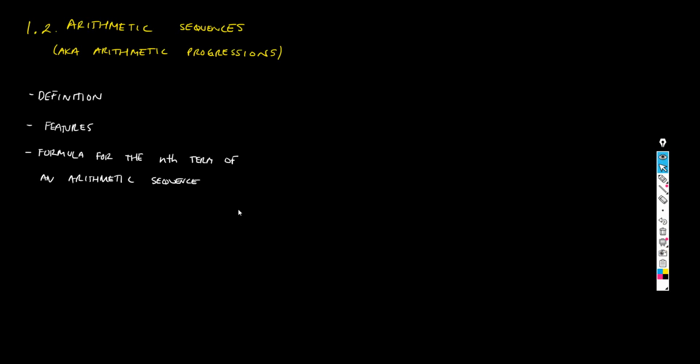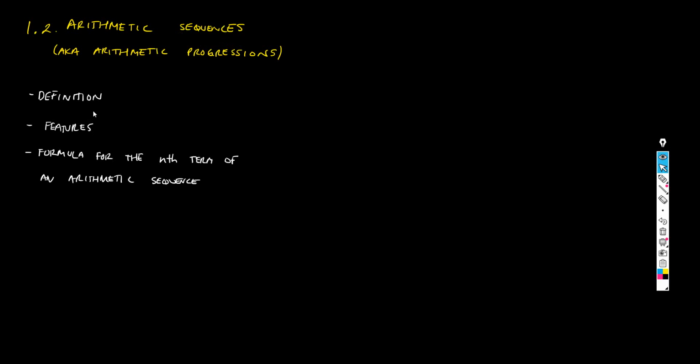Hello class, welcome to the second subtopic 1.2, which is arithmetic sequences, also known as arithmetic progressions. Whenever you read this word or this word, sequence or progression, they mean pretty much the same. They mean the same, and I'm going to use them interchangeably. And we're going to start easy today.